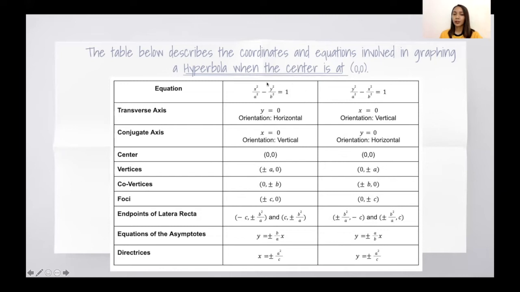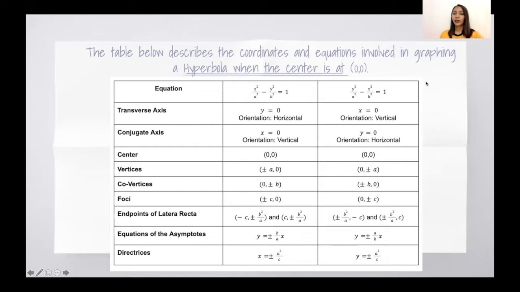So this is what we will use in finding the coordinates and equations of a hyperbola if it has a horizontal transverse axis. We also have, for a vertical transverse axis, this same formula that we use to find the coordinates and equations of a hyperbola if it has a vertical transverse axis. So we have y squared all over a squared minus x squared all over b squared is equal to 1.